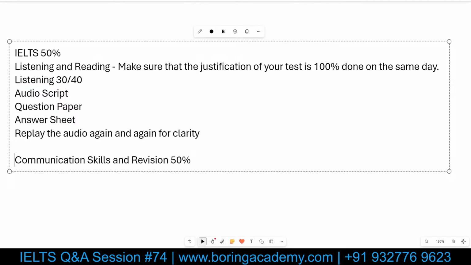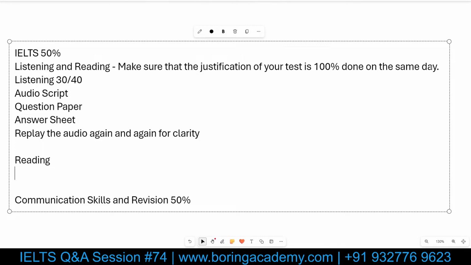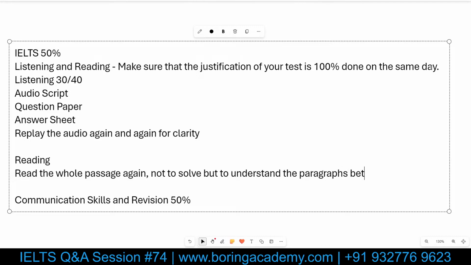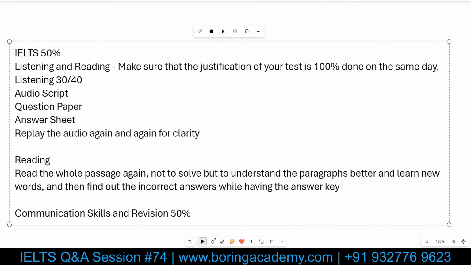Yes, sir. And similarly, when it comes to reading, what I want you to do is read the whole passage again, not to solve, but to understand the paragraphs better and learn new words, and then find out the incorrect answers while having the answer key in your hand. Is this clear?